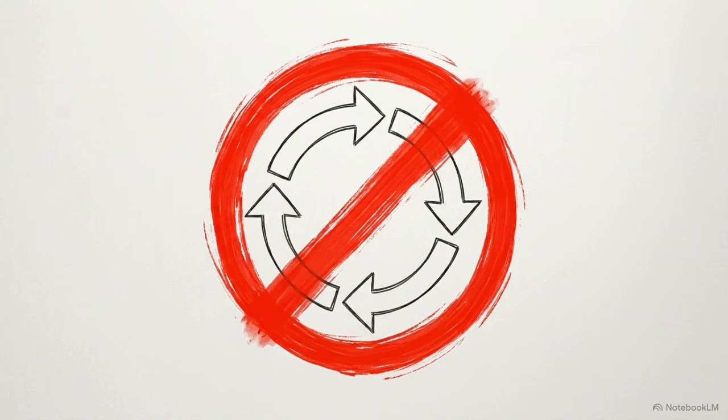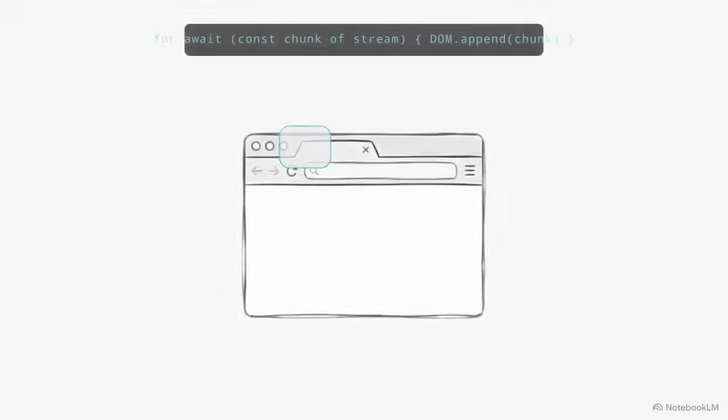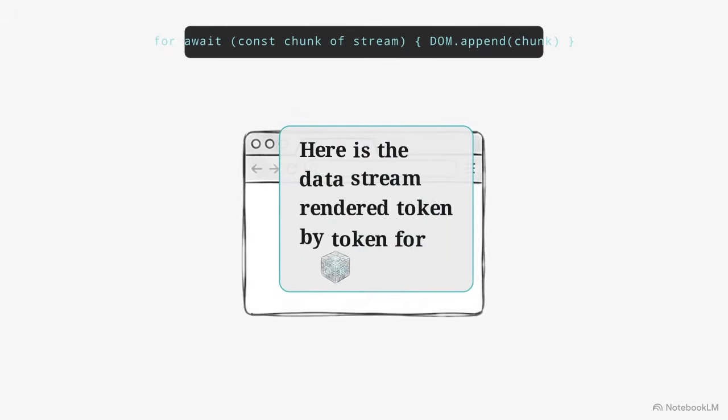Instead of waiting for the model to generate the entire response in the background, we use a for-await loop to catch individual tokens exactly as the engine produces them. Inside that loop, we grab each text chunk and append it directly to the assistant's message bubble in the document object model. Now we can test it.